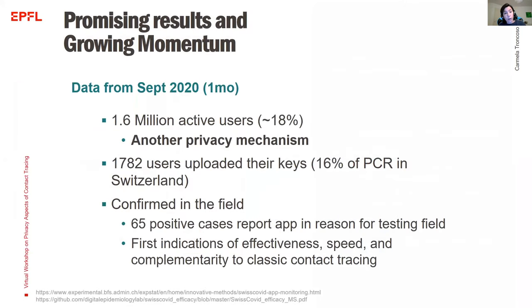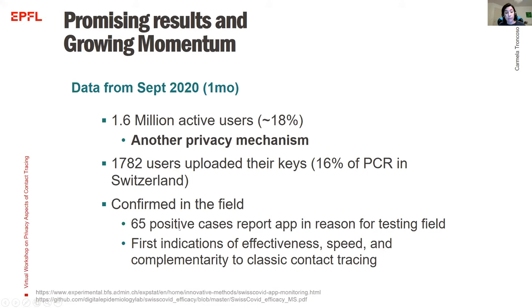And just to finish where we are, right now we are at 1.6 million active users. That means users that do have the app working. And to collect that, we designed another privacy mechanism to make sure that our data collection for active users does not defeat all of the other things that I said before. We have more than 1,700 users that have uploaded the keys. That's 16% of the positive cases in Switzerland. And that is kind of nice because it reflects more or less the percentage of active users, which means that we observe that all the people that are positive that have the app do upload their keys to the server. And also we have very positive feedback.